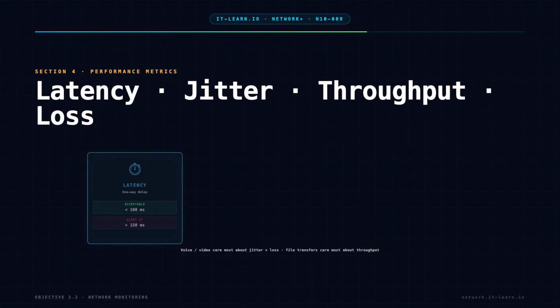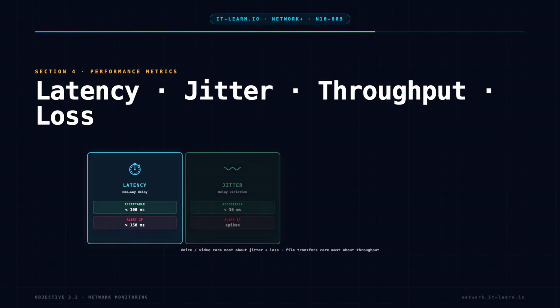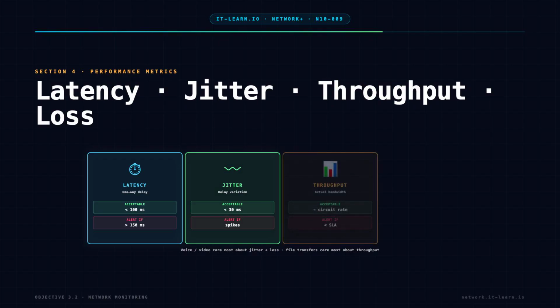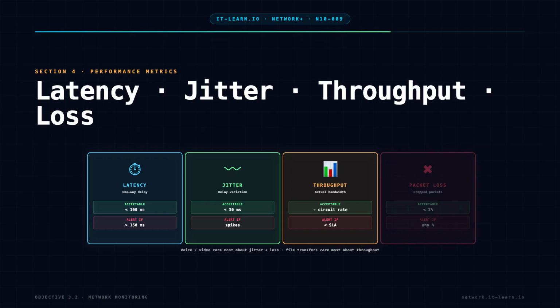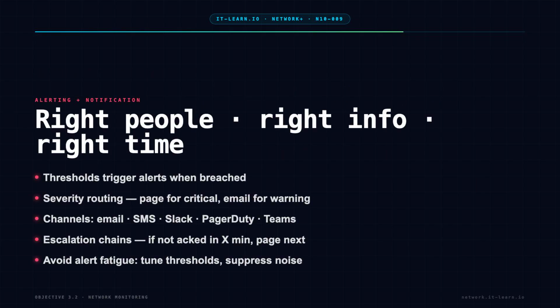Performance metrics that should be monitored include latency, which is the time it takes for data to travel from source to destination. Jitter is the variation in latency, particularly important for voice and video. Packet loss is the percentage of packets that fail to reach their destination. Throughput is the actual amount of data successfully transferred. CPU and memory utilization on network devices indicate whether devices are being overloaded. Interface error rates track CRC errors, collisions, and other interface-level problems.